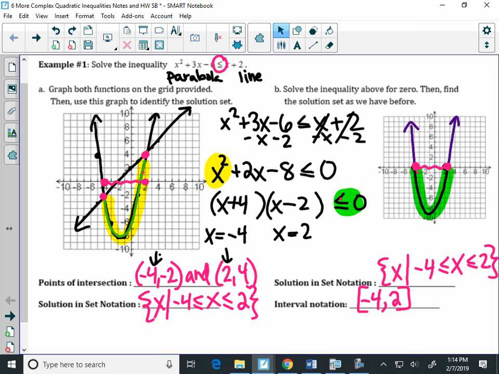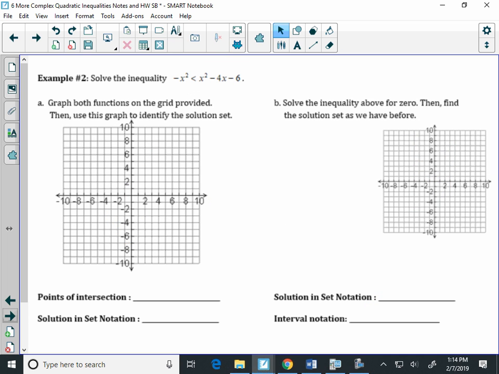We're not going to do the back. We're only doing the front today. So, on bottom, I want you to now take a minute again. Take your calculators. We have 2 parabolas this time. I have -x squared is less than x squared minus 4x minus 6. So, take a minute, graph both.